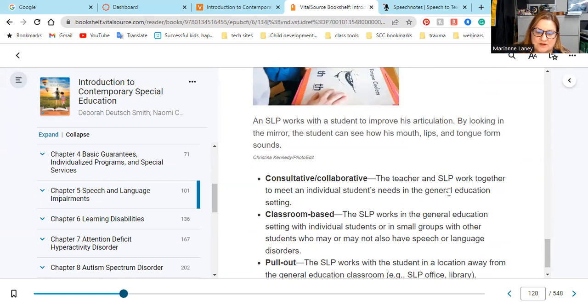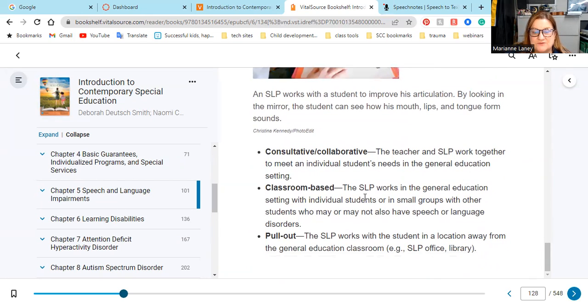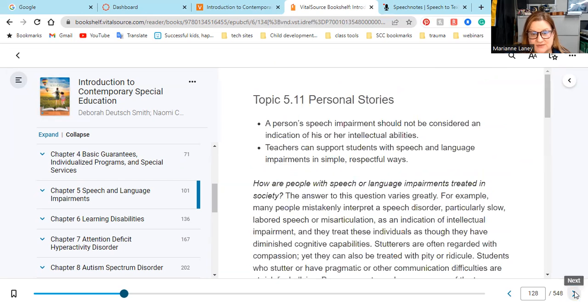So SLP and teacher could work together as a consult. Classroom-based, the SLP could work in a classroom depending on the entire classroom. It could be a pull-out situation where you take a student out of the classroom, or a push-in where you work with 3 to 5 students in the classroom.